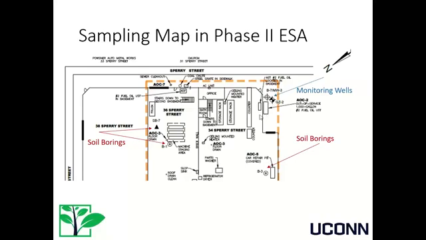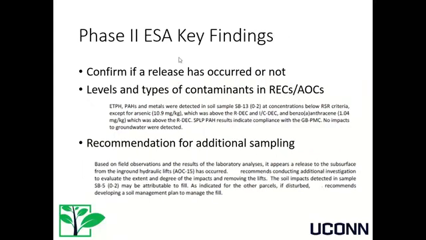In terms of reporting for the phase 2 site investigation, essentially the main goal is to confirm if we actually had a contaminant release at those particular areas that we identified in the phase 1. So that's the number one goal. And then we have to report what are the levels and the types of contaminants in those areas.